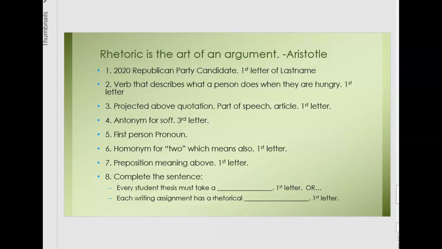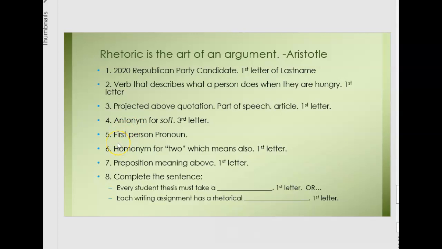Number 3, in looking at this quotation, there is a part of speech that's called an article. What is the first letter of that article? Projected above here, part of speech, the article, the first letter. Number 4 is an antonym for the word soft, the third letter of that word. An antonym for the word soft, the third letter.